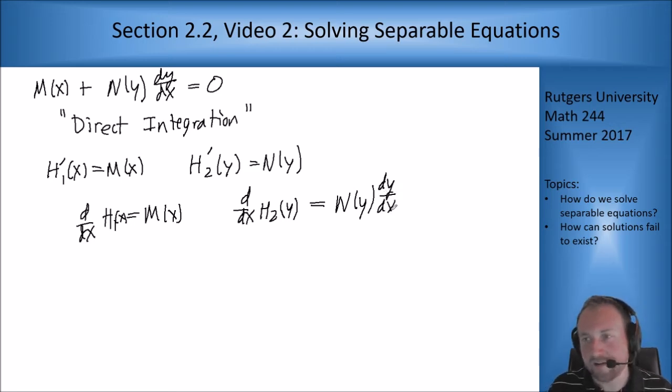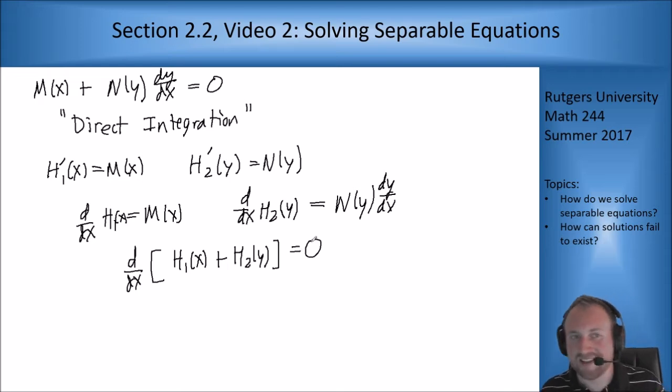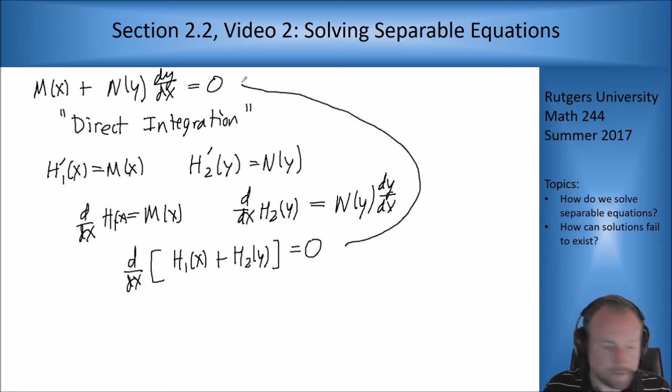Now this looks good because I have M over here and N times dy/dx over here, which means that d/dx of H1 of x plus H2 of y equals 0. It equals 0 because it equals M of x plus N of y dy/dx, which is right up here at the top. It's exactly what we have here, so it equals 0.